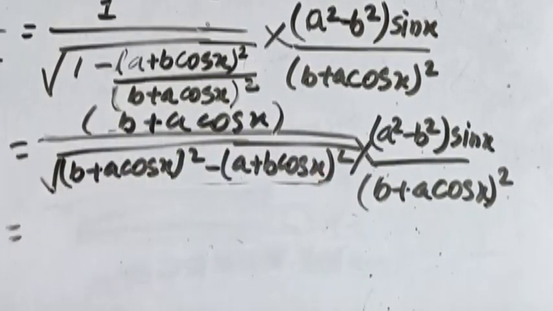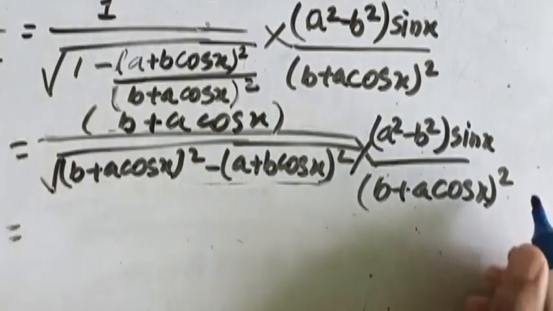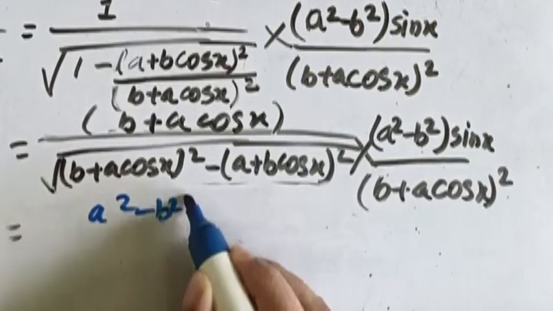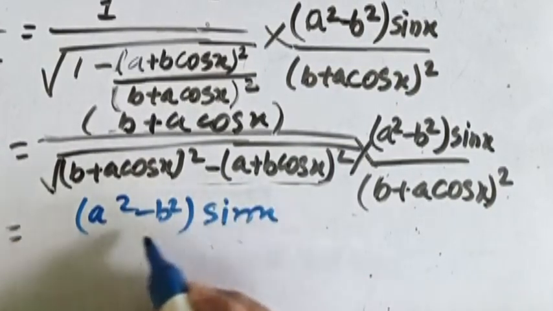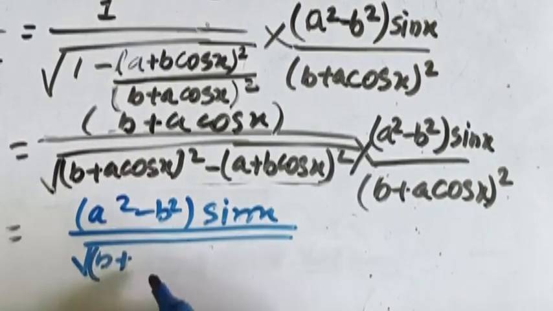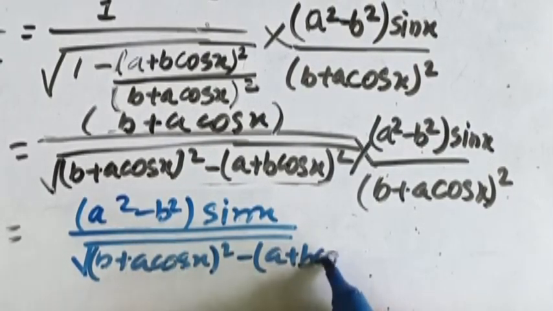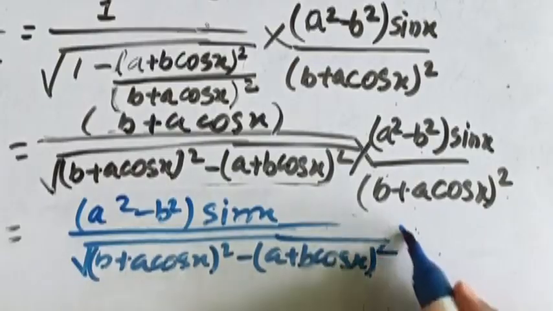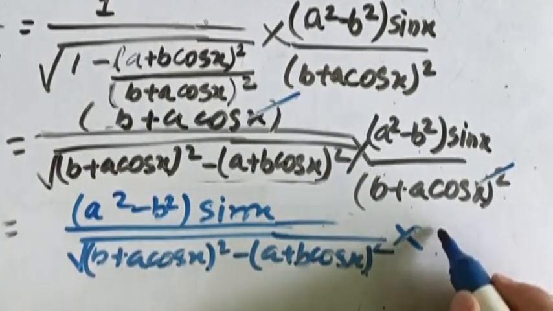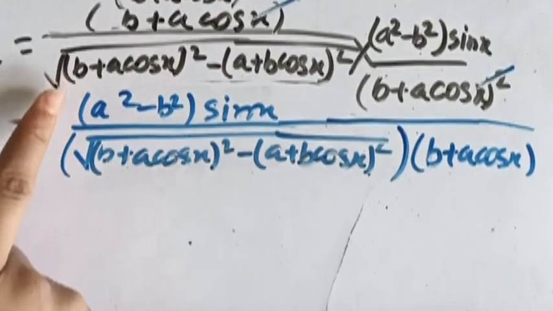Let's see, this is 1 and this is 2, so it will cancel this, and here this whole square will become, in the next step, a square minus b square sin x upon root under b plus a cos x whole square minus a plus b cos x square, right? Here this will cancel out, this will cancel this one, so it will be b plus a cos x, correct? So we have written this as it is.